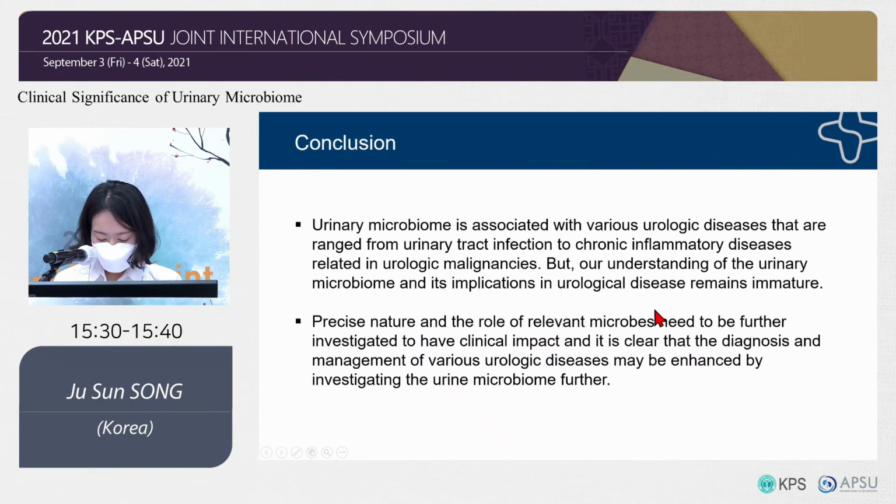In conclusion, the urinary microbiome is associated with various urologic diseases that range from urinary tract infection to chronic inflammatory disease related to urologic malignancies. However, it has not been known since urinary microbiome analysis began, and research about the correlation between urinary microbiome pattern and host phenotype is still underway.